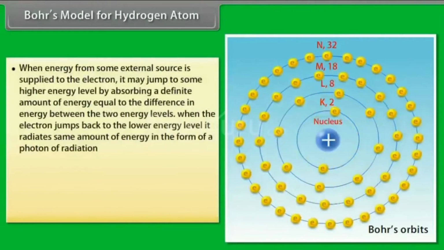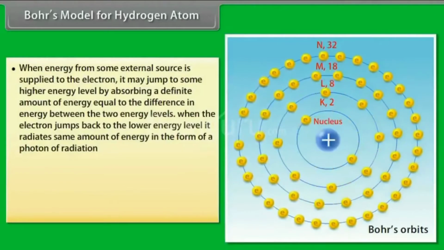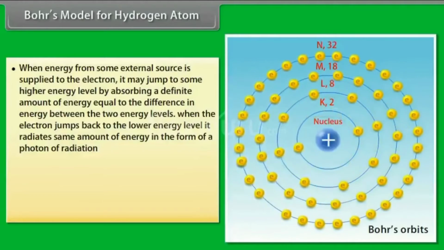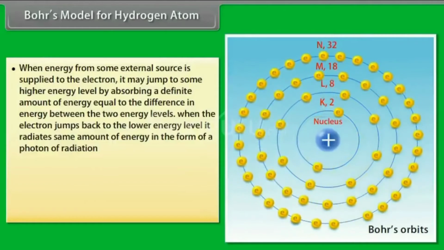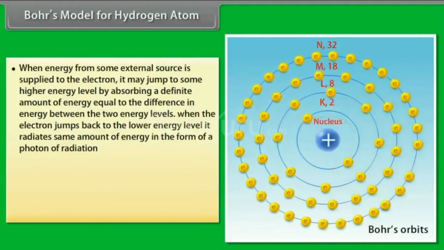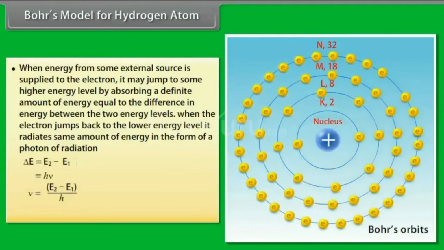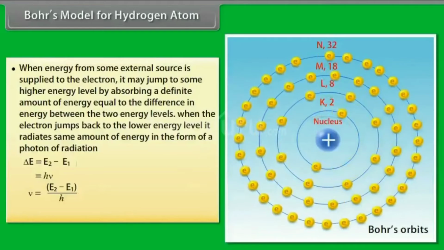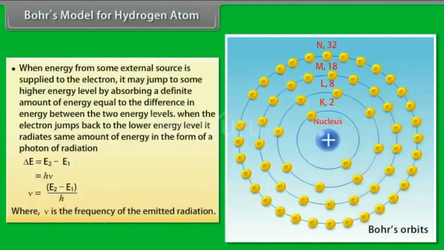When energy from some external source is applied to the electron, it may jump to some higher energy level by absorbing a definite amount of energy equal to the difference in energy between the two energy levels. When the electron jumps back to the lower energy level, it radiates some amount of energy in the form of photon of radiation. Delta E is equal to E2 minus E1, that is equal to h nu, where nu is equal to E2 minus E1 by h, where nu is the frequency of the emitted radiation.